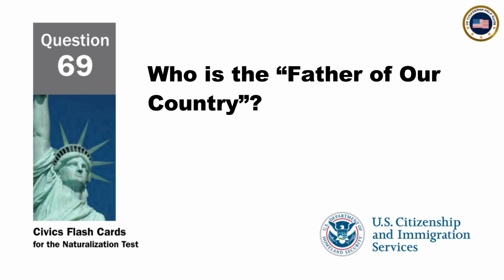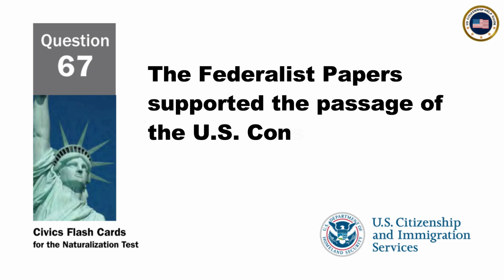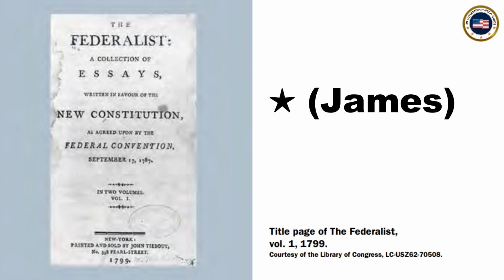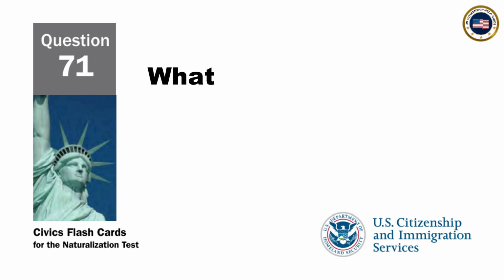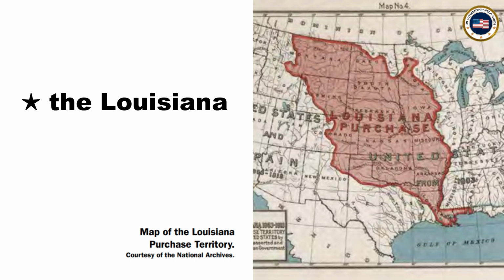George Washington. The Federalist Papers supported the passage of the U.S. Constitution. Name one of the writers. James Madison. What territory did the United States buy from France in 1803? The Louisiana Territory.